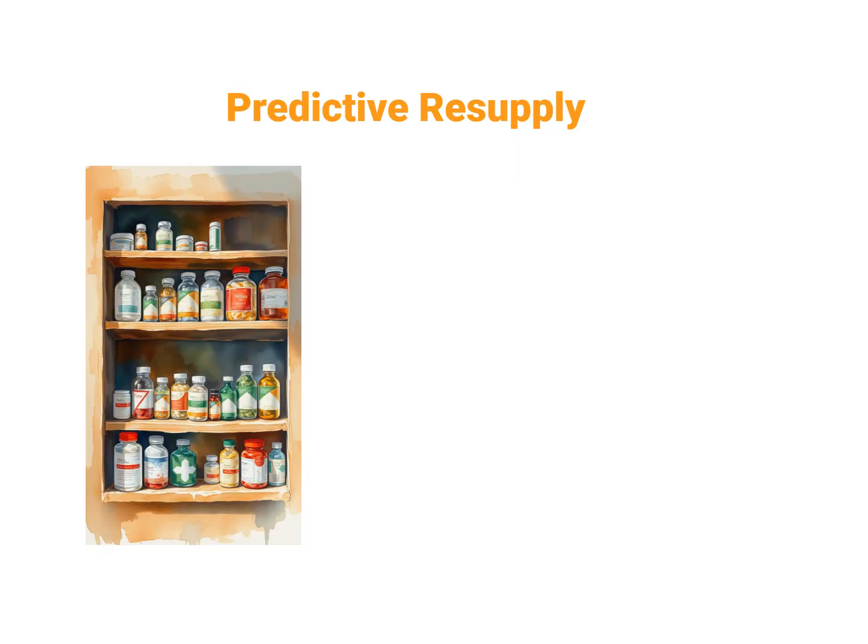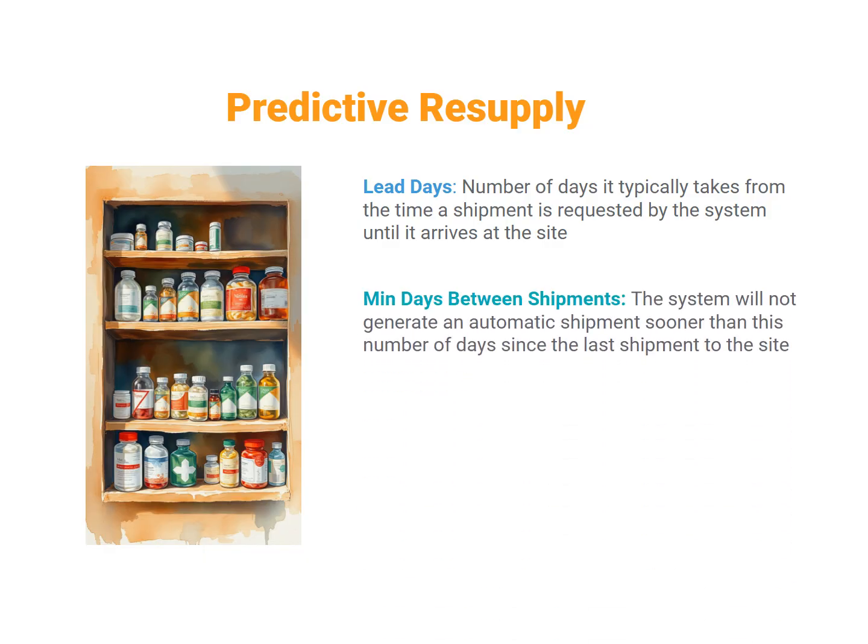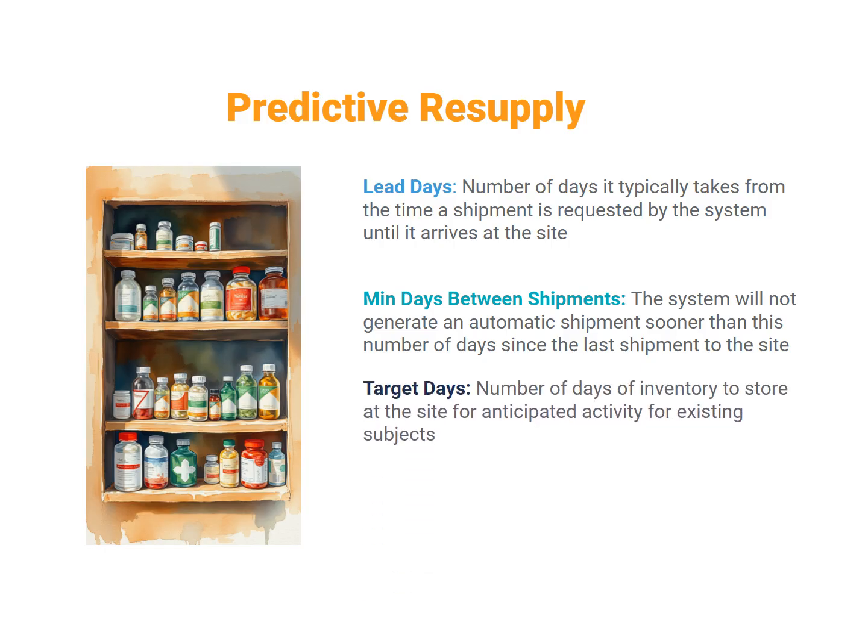If using Predictive Resupply, the system will also maintain static resupply. Predictive Resupply includes additional settings to maintain inventory. Lead days are the duration from when a shipment is requested by the system until it reaches the designated site. Minimum days between shipment specifies the number of days between shipments before the system will create an automatic shipment. If this value is set to 0, there is no enforced minimum.